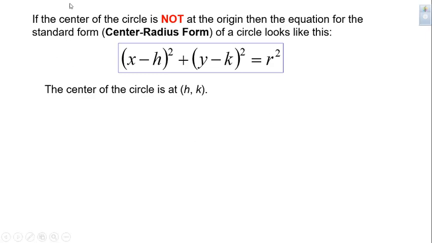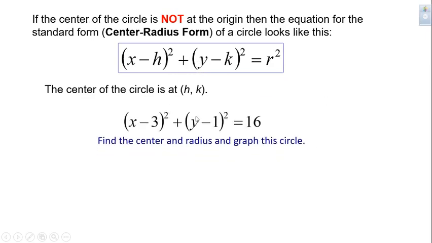This form is sometimes called standard form, but I prefer to call it center radius form because there's a little bit of confusion. Another form is also called standard form, and that form I call general form. So in this video, we will refer to this form as center radius form. Please note that in center radius form, it's x minus the x coordinate of the center and y minus the y coordinate of the center: x minus h and y minus k.